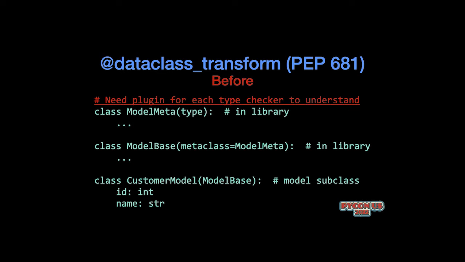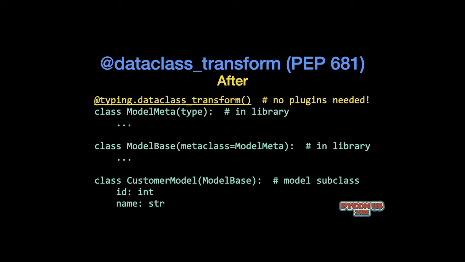Well, now there's a way for library authors who are making something like a Pydantic model or an attrs base model to specify on those meta models effectively, they can add this data class transform decorator, which tells type checkers that it acts like a data class. And so then the definer of the meta model doesn't need to start writing a series of plugins for all the type checkers. So that's great.